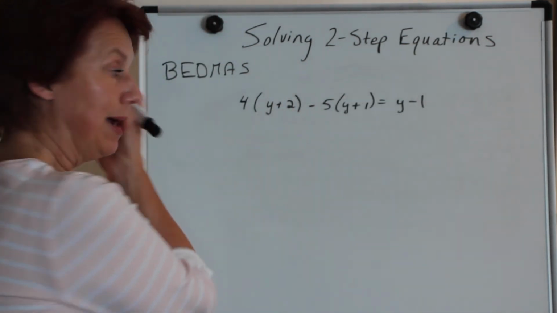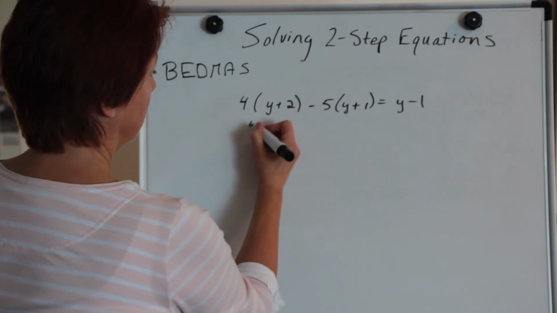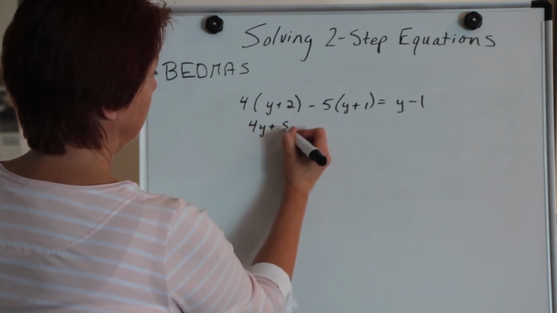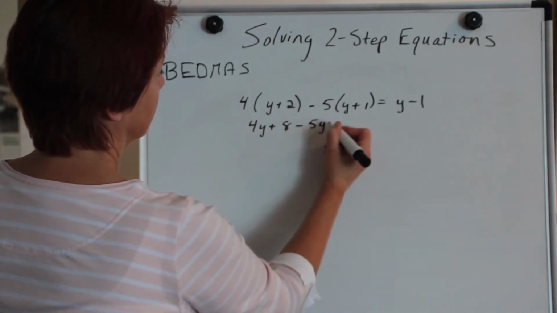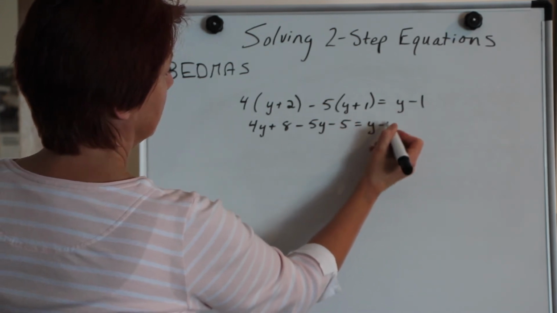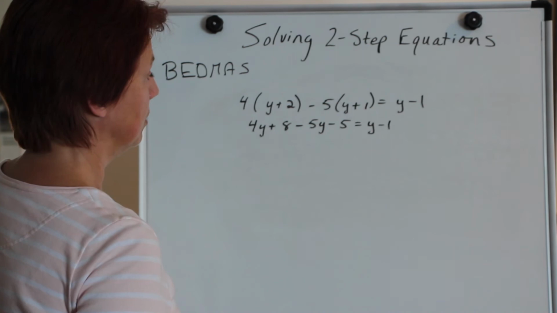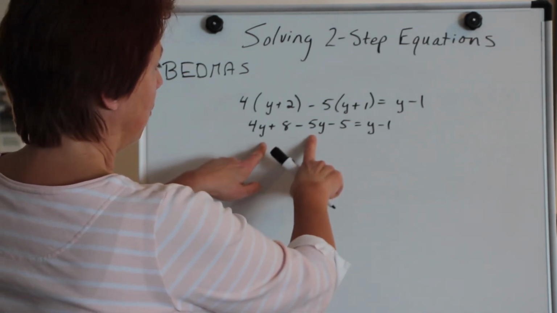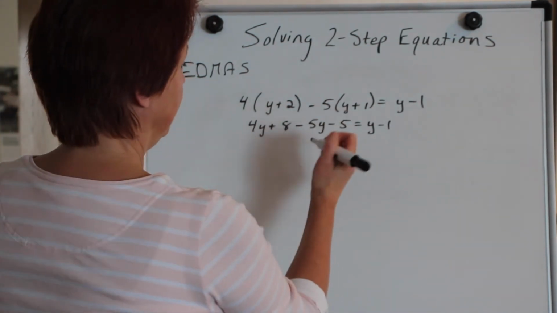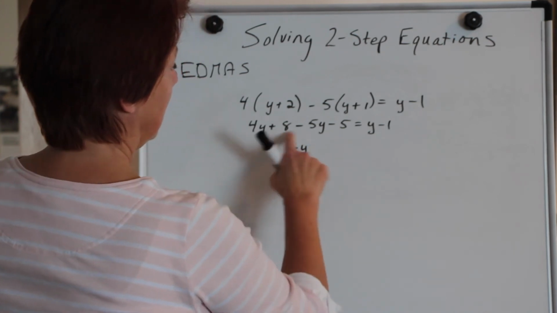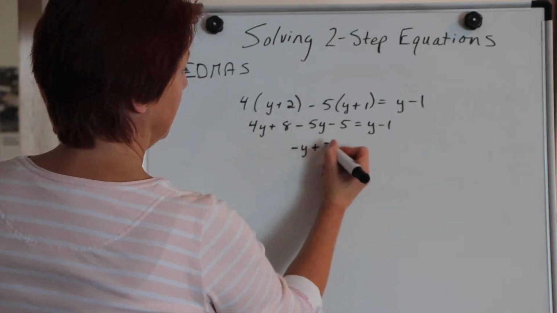Alright, so just another example. So let's just work it. So the 4 gets distributed through, the minus 5 gets distributed through, and there's our right-hand side rewritten because there isn't anything we can do with those terms just yet. 4 minus 5, negative 1. 8 minus 5 is positive 3.